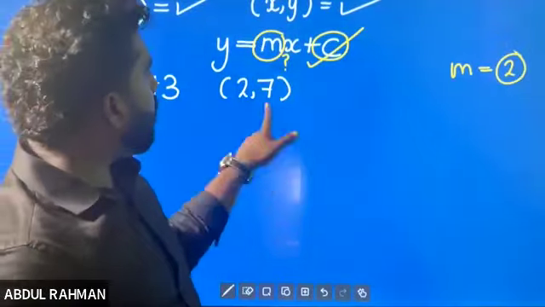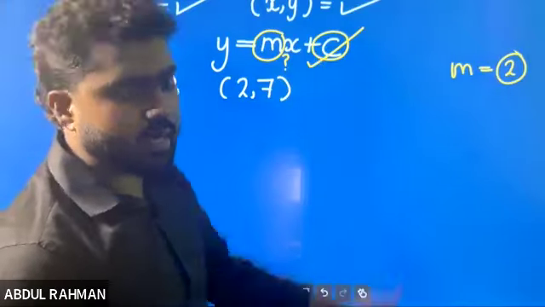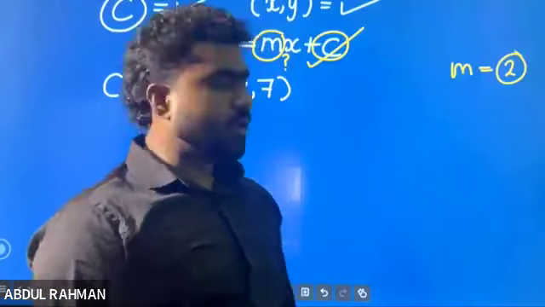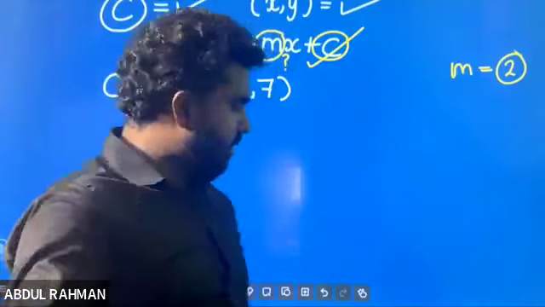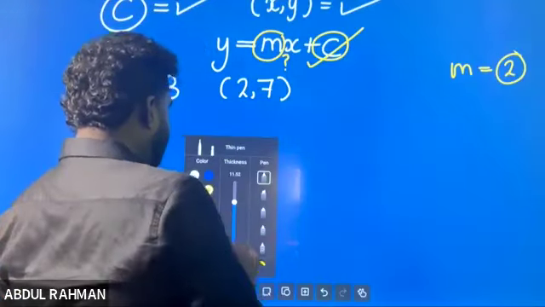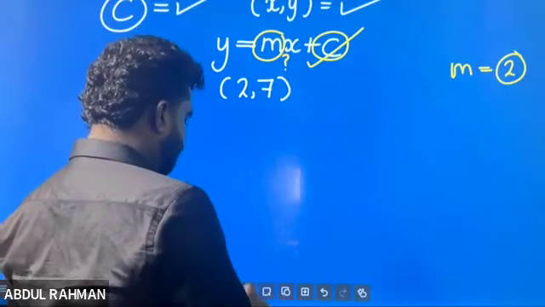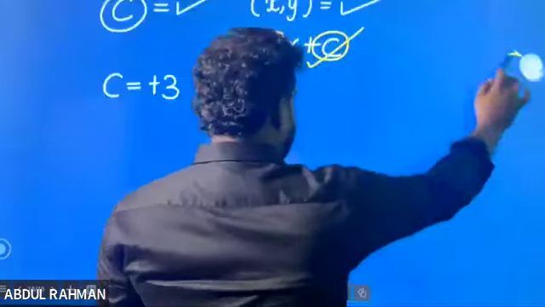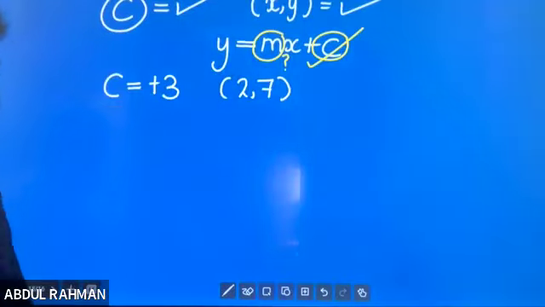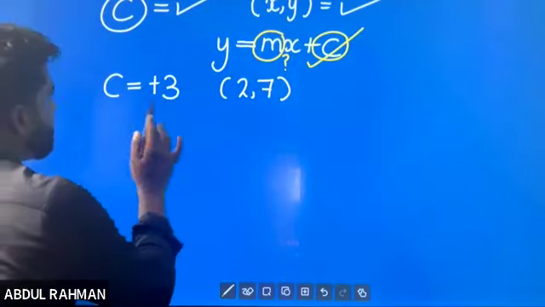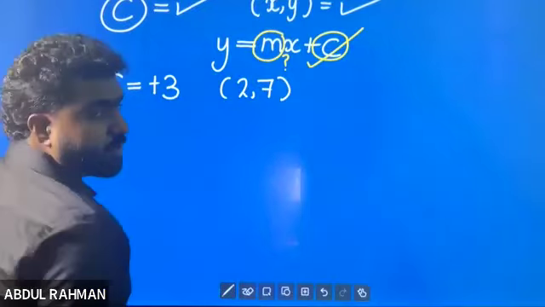Now the problem is one coordinate is given. I can't get another coordinate. Other coordinate I can't guess and take. The question has given only this much. Listen to me very well. For these type of questions, what you do is: c is equal to plus 3, and the coordinate is 2 and 7 here.